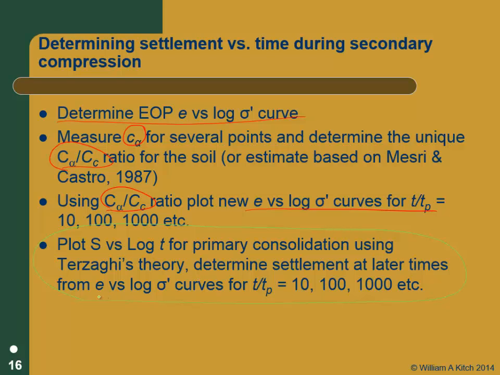Yeah, that's right. So the way to do this is you're going to do your settlement versus time using primary consolidation the way we've always done it, and then to estimate the settlement you get at some later time, you're going to use these e-log P curves for the later times to calculate how much secondary settlement you're going to get.